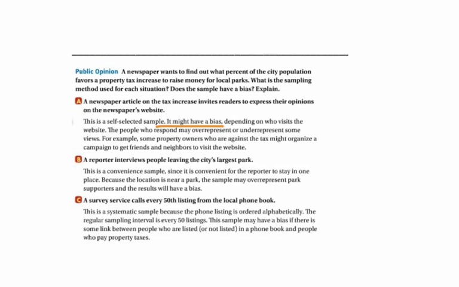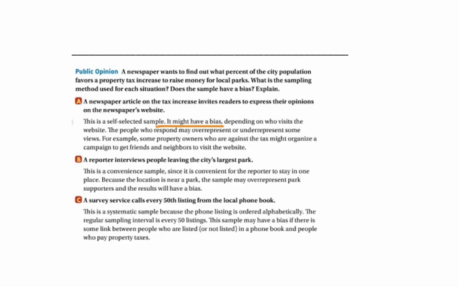So the reporter just goes there and interviews people coming out of the park. Because the location is near a park, the sample may overrepresent park supporters and the result will have bias. Because you're going to a park, it's not like everybody there is going to favor a tax increase. That's not true. But if you're going to people that will benefit from having the park or investment in the park, then they're more likely to support that tax increase because they personally stand to benefit from it.